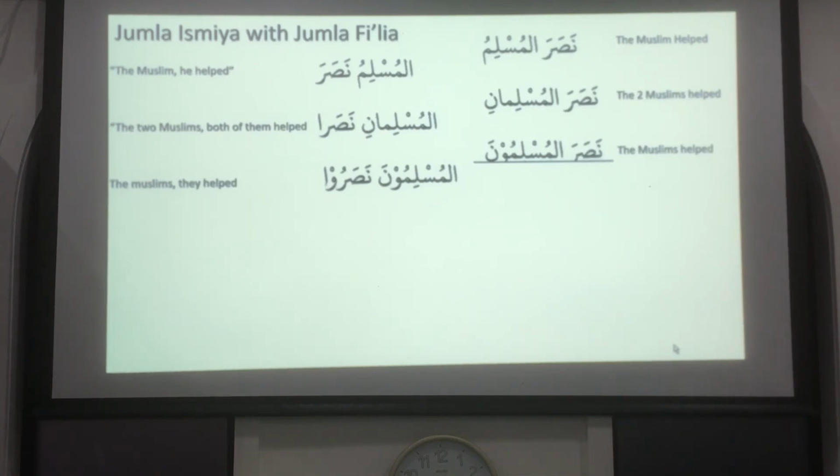Okay? So this is Allah saying this. The Muslim, he helped. So the Muslim, he helped, okay? The Muslim, not the Christian, the Muslim helped. So if someone is asking you, oh, I think those areas, the neighbors, the Christian, they help. Then you say, no, no, no. The Muslim, they help. Okay? So this is the same expression.